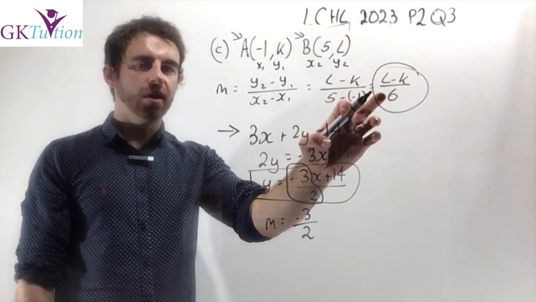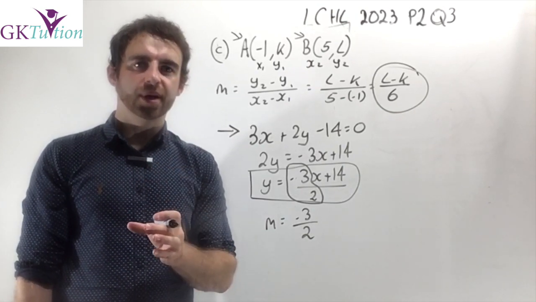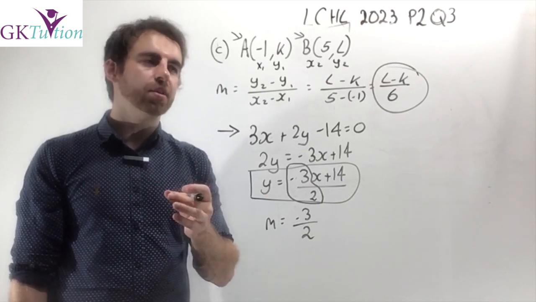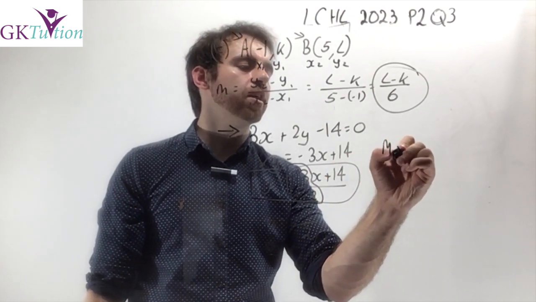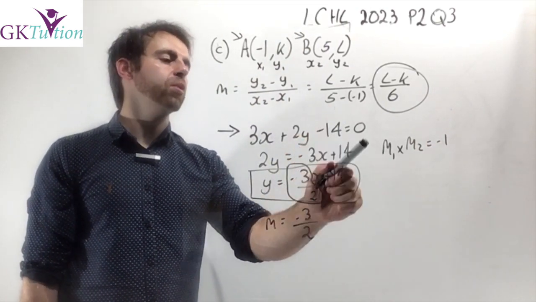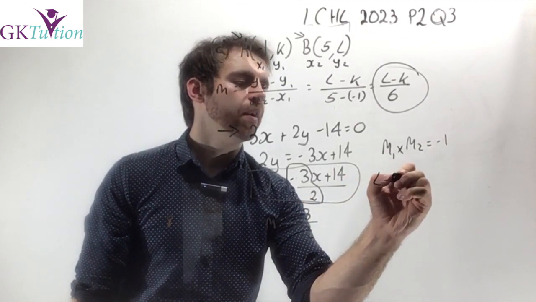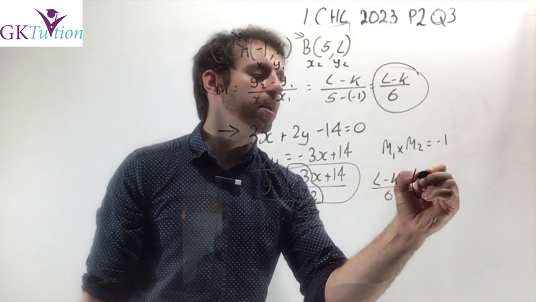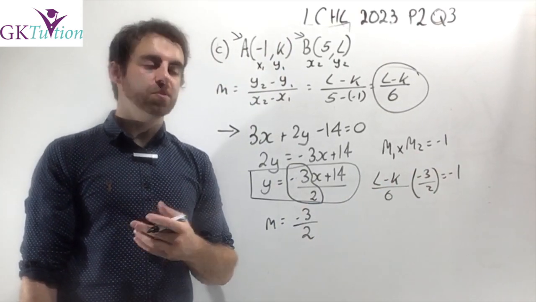So this is the slope of the line, and this is the perpendicular slope. Remember that the product of perpendicular slopes is minus 1. If you multiply perpendicular slopes by each other, it should give you minus 1. So I can use that formula, and it's actually a good idea to write it down. The product of perpendicular slopes is minus 1. If I multiply one slope by the other, it'll give me minus 1. And in this case, the slope of AB is l minus k over 6, and the perpendicular slope is minus 3 over 2. I know that if I multiply those by each other, I get minus 1.